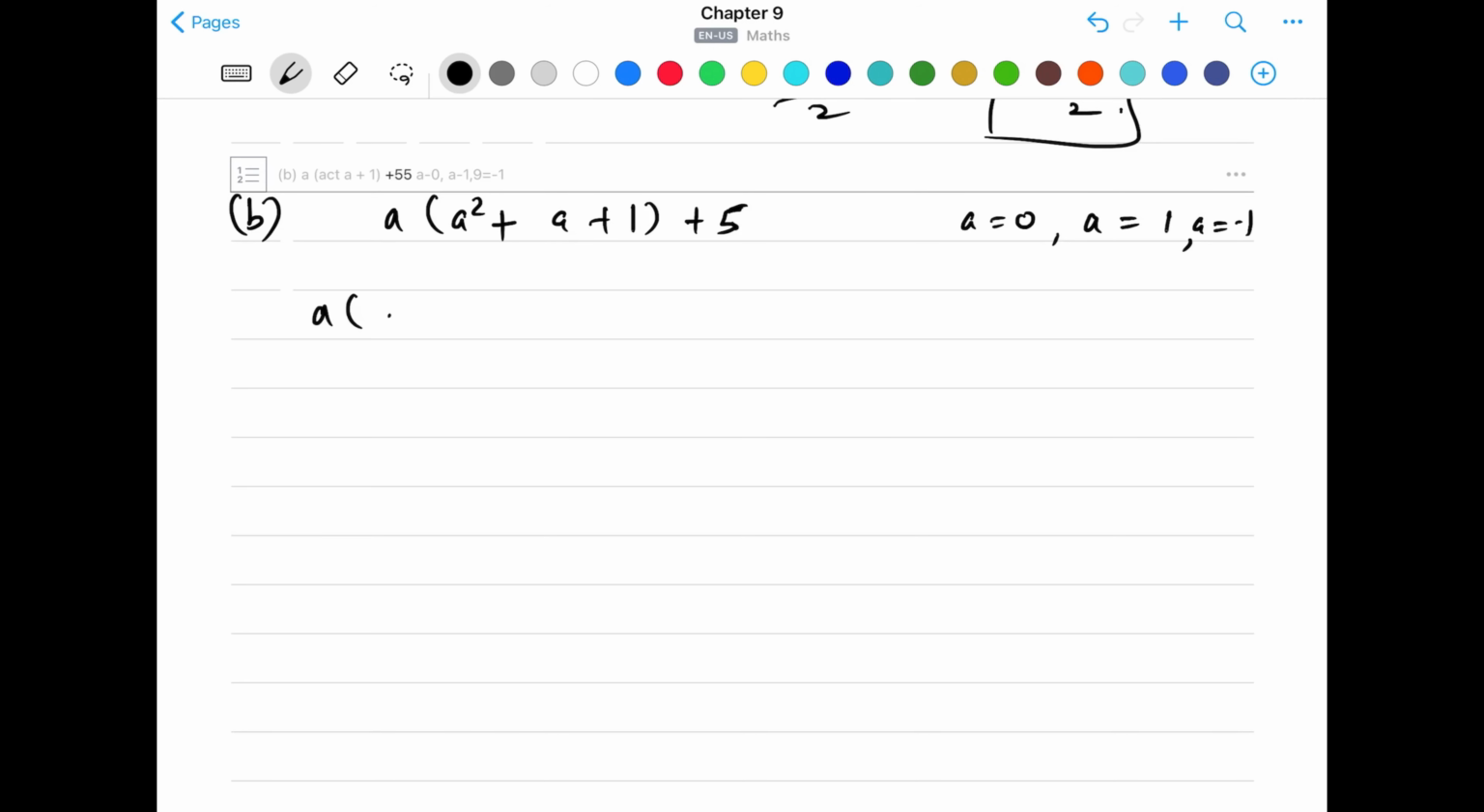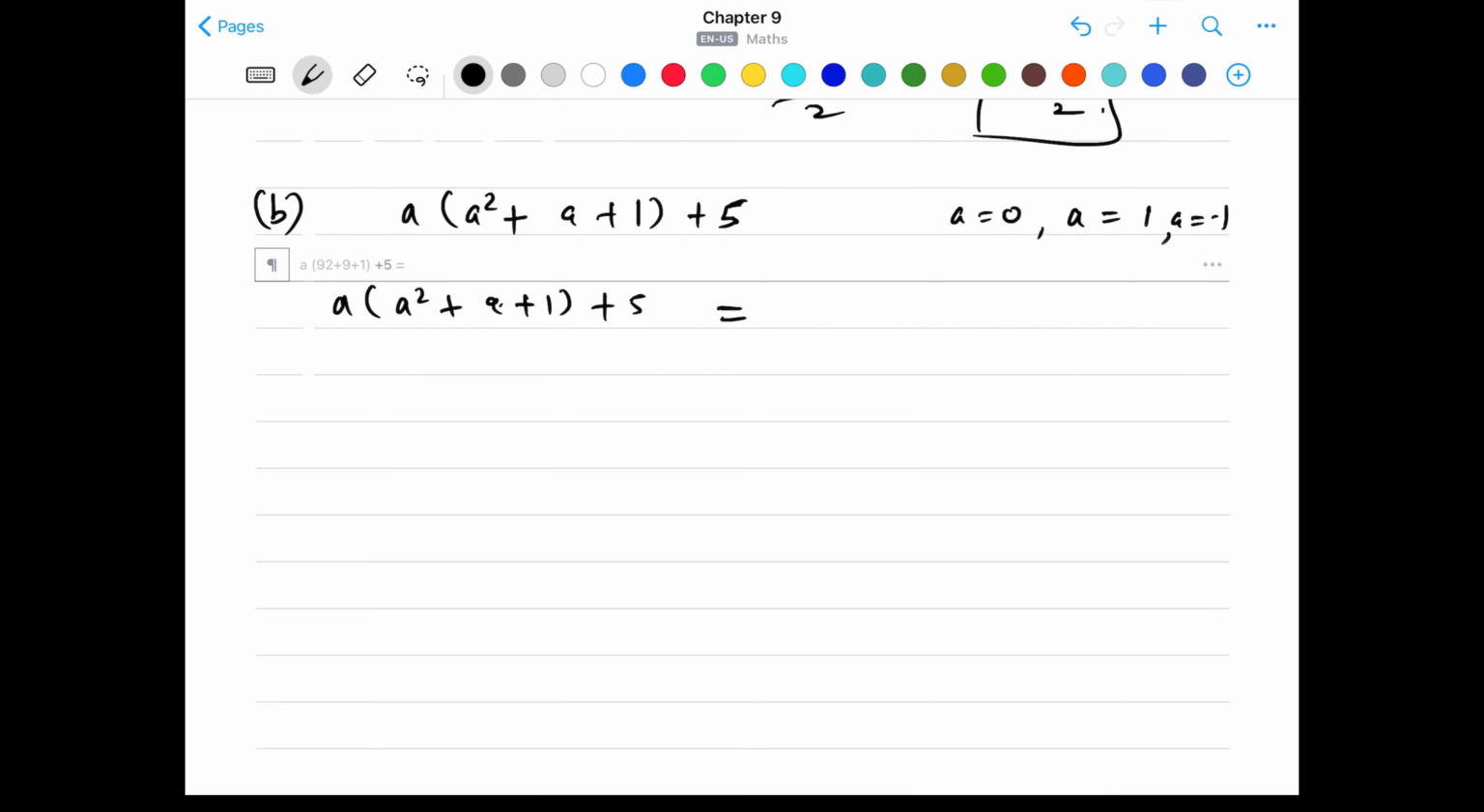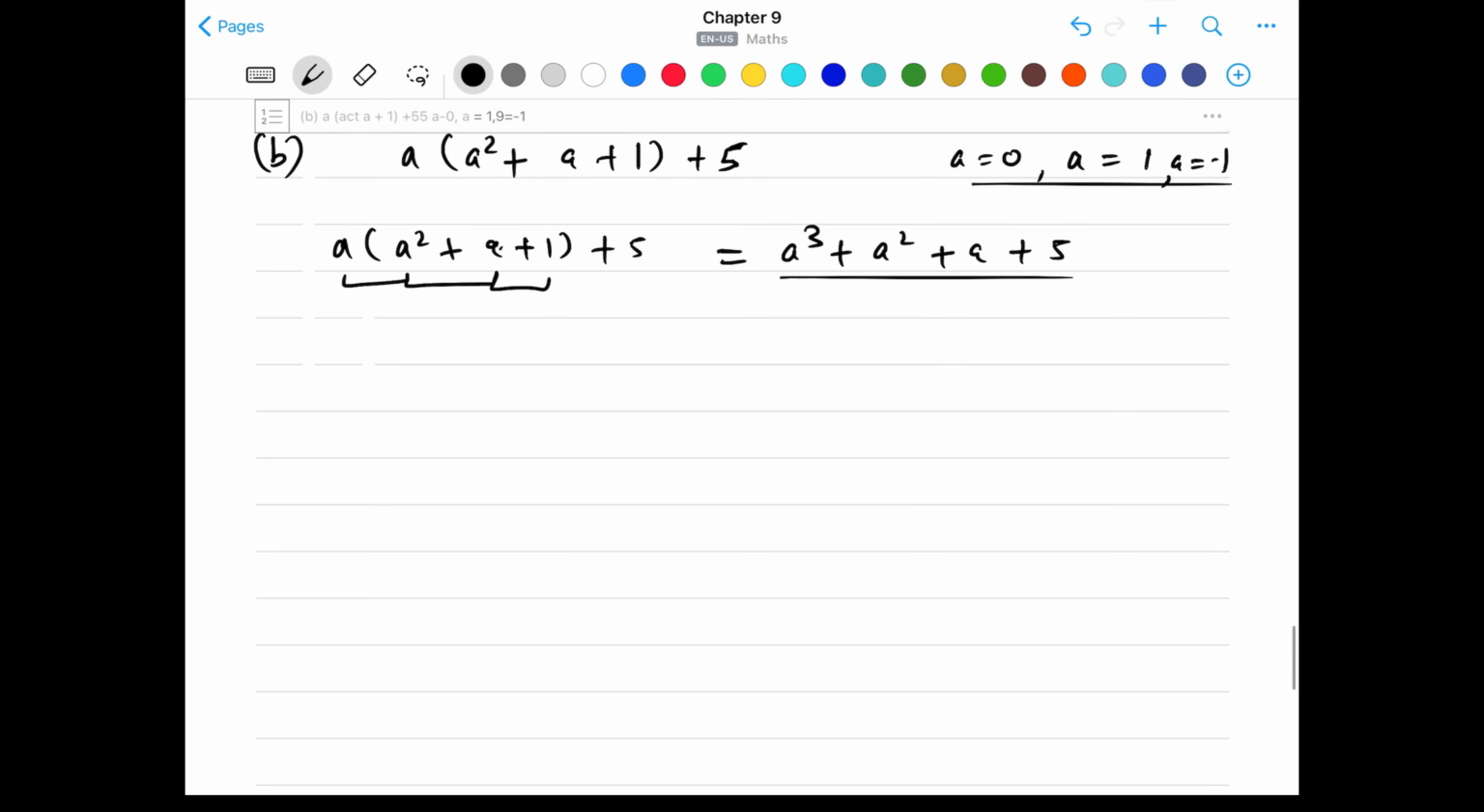Here we have a into a square plus a plus 1. So let's multiply this a into all the three terms of this trinomial. So a into a square will be a cube, then plus a into a is a square, then a into plus 1 is a, and then we have plus 5. So the simplified version of this expression is a cube plus a square plus a plus 5. Now we are going to find its value for these three given values. So let's start with the first one.